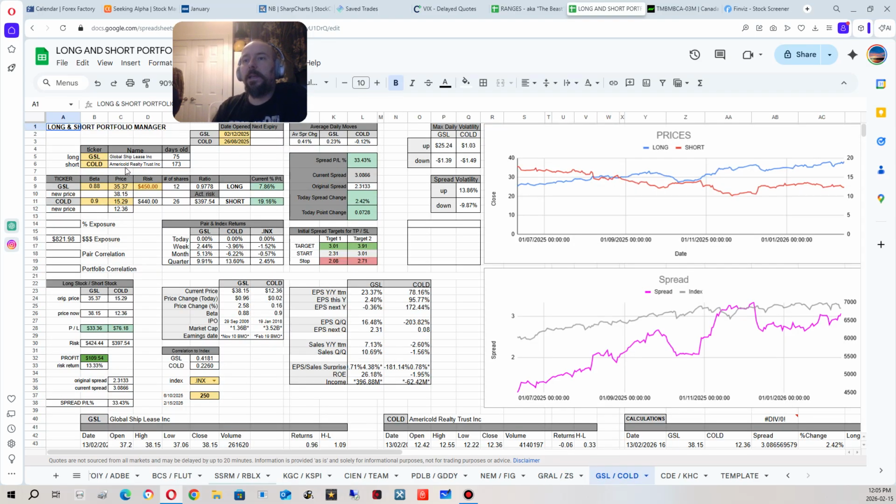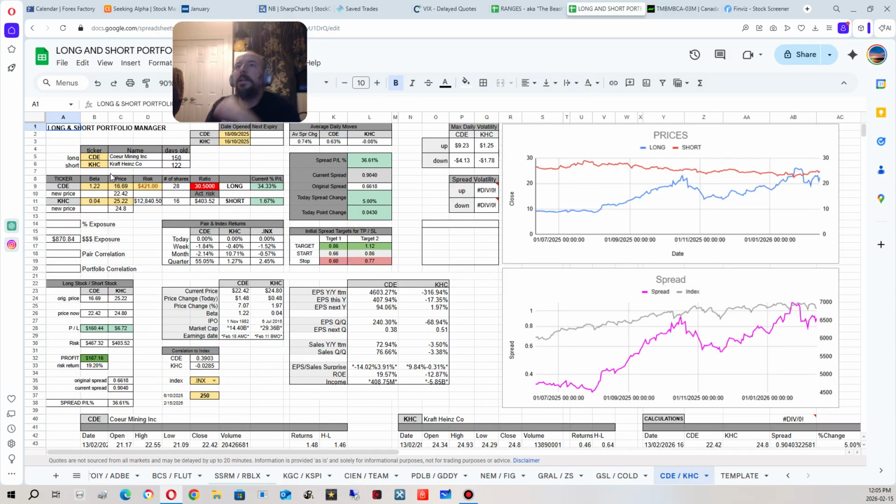Global Ship Lease, Americold Realty Trust. Global Ship Lease up 7.8. Americold up 20%, meaning the price of COLD went down, but I'm making money because that's my short. Once again, the price is drifting apart, the spread increasing as a result.